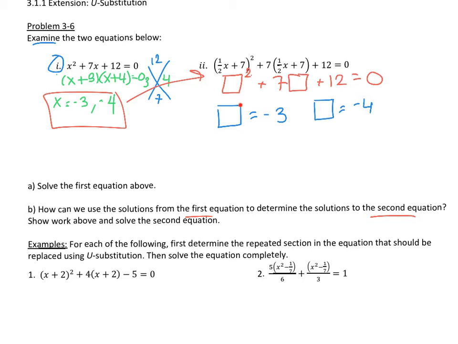But my whole boxed in representation here was this 1/2 x plus 7. So now I'm going to plug 1/2 x plus 7 back in because that's what that box is actually representing. So that's going to give me this new equation, 1/2 x plus 7 equals -3, and 1/2 x plus 7, again, equals -4. So I drew that box in to represent this chunk of stuff, kind of like to simplify it so I don't have to look at this messiness yet.